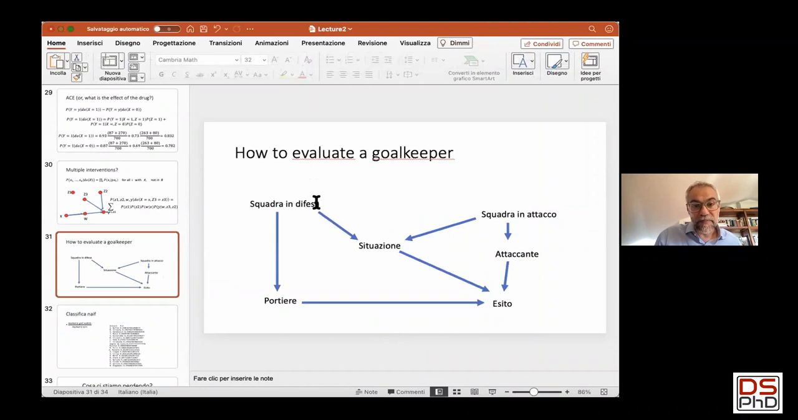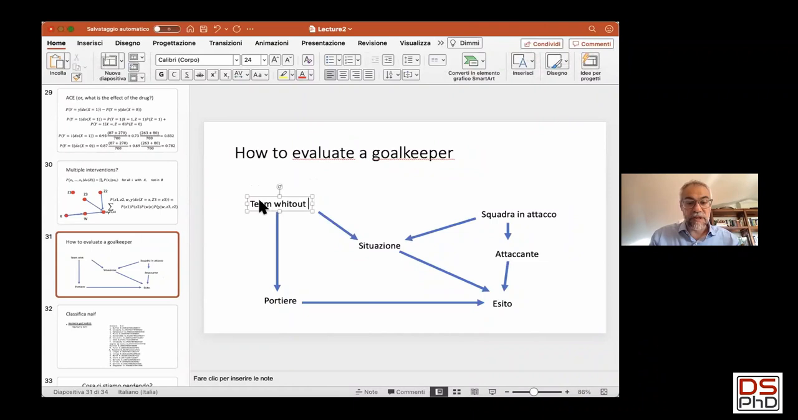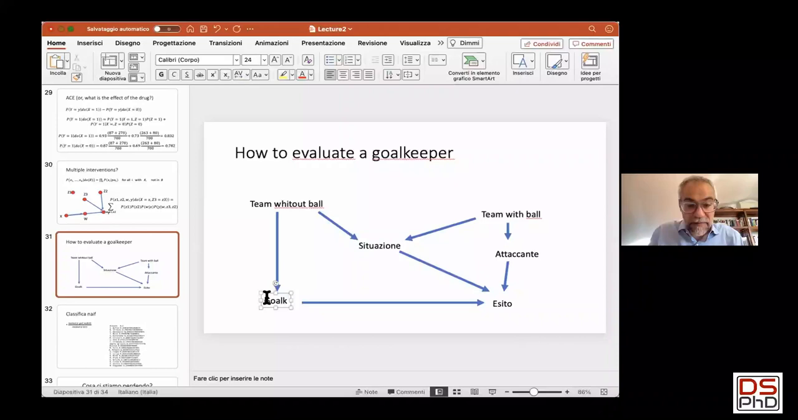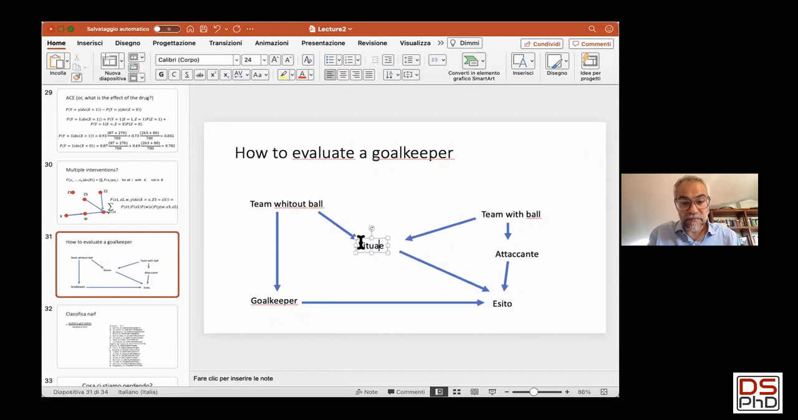Okay. Here we've got the team without ball, the team that defends. Here we've got the team with the ball. Of course, in soccer it is the team with the ball that leads and decides what happens, unless you are playing against Italy. In that case, you should reconsider this. There is the goalkeeper. There is the situation. The striker, the person that makes the shot, and the outcome.